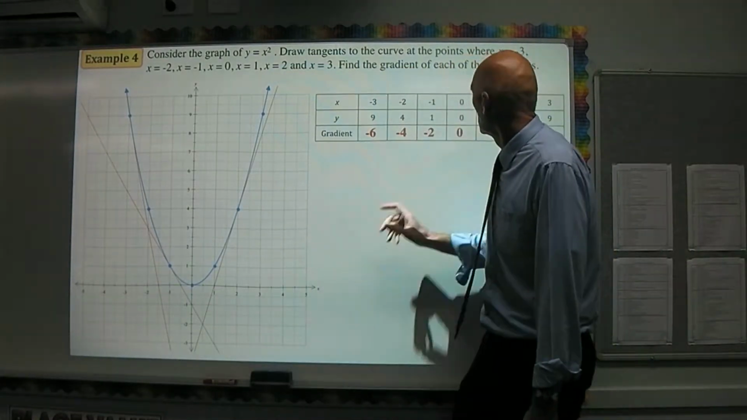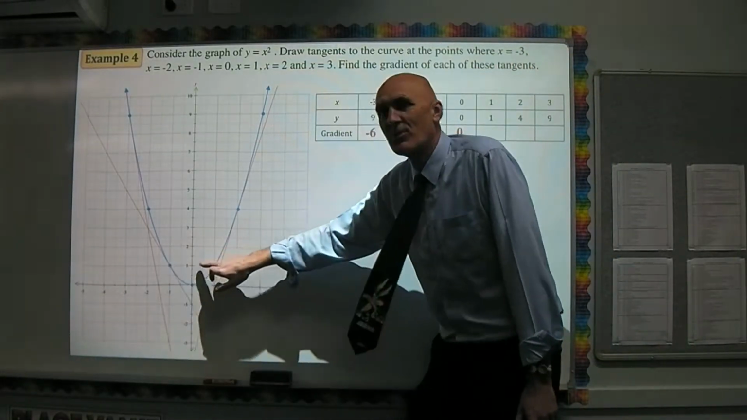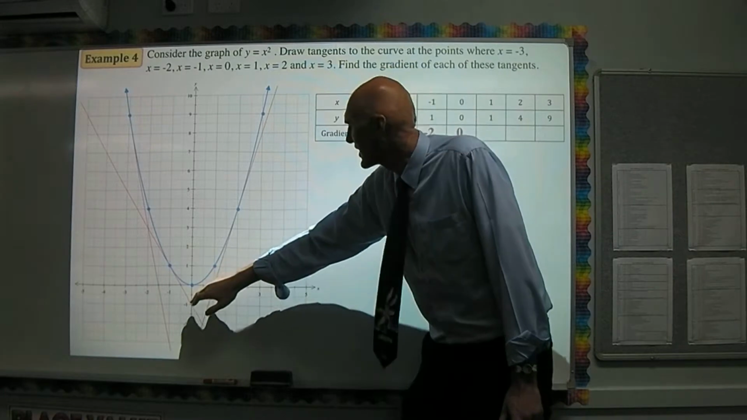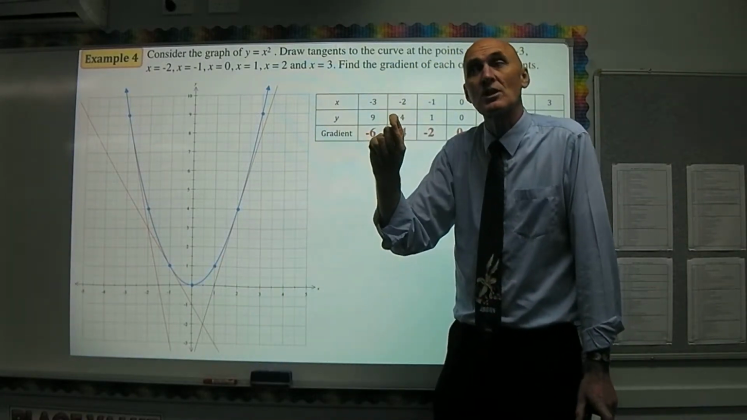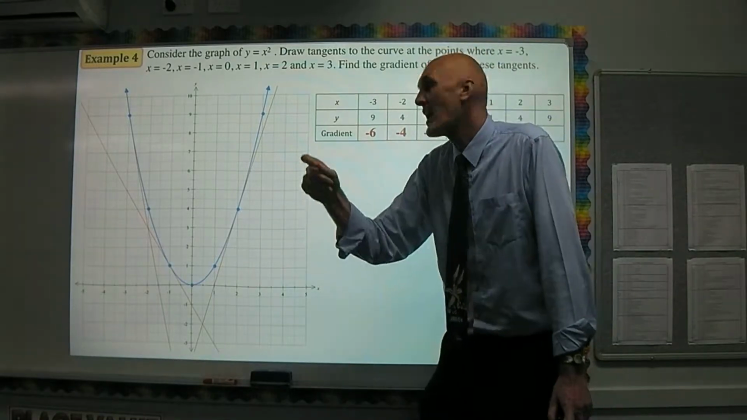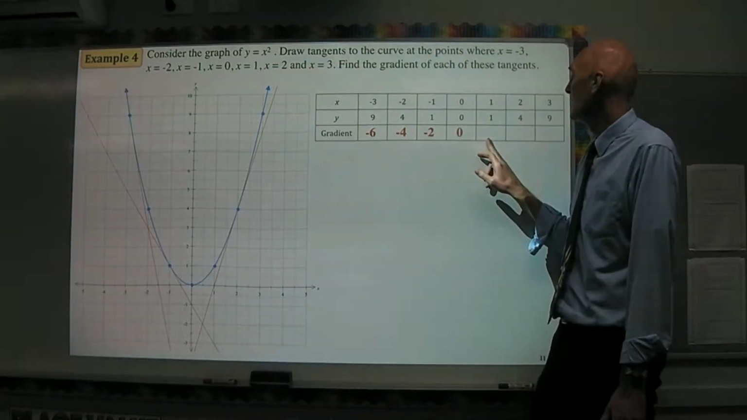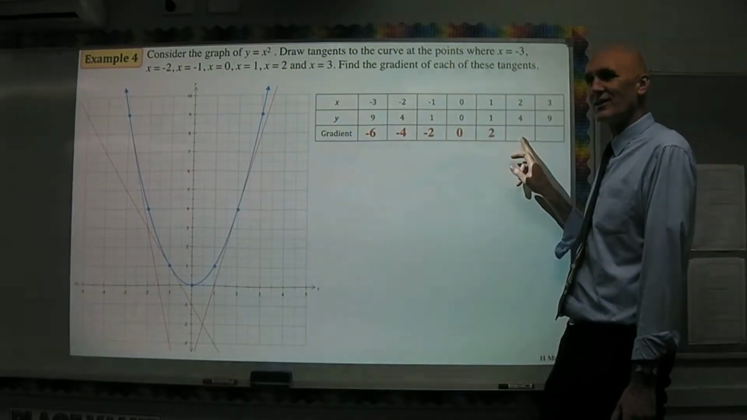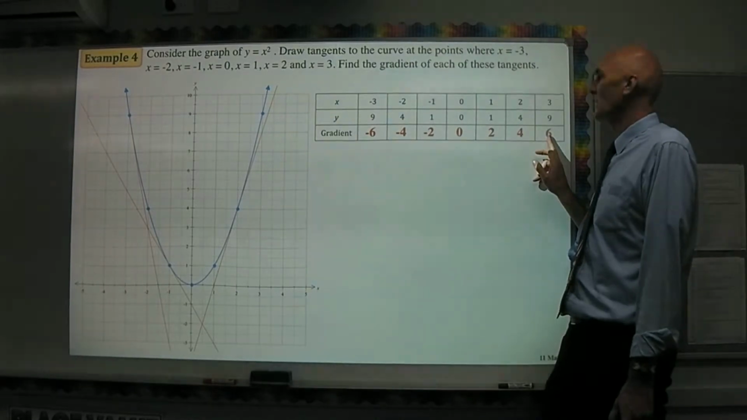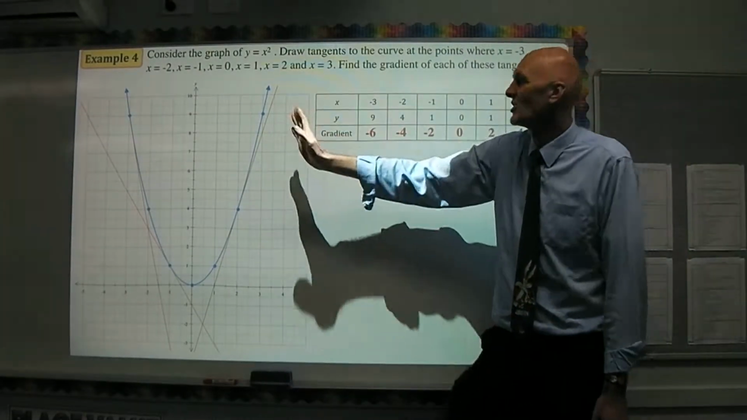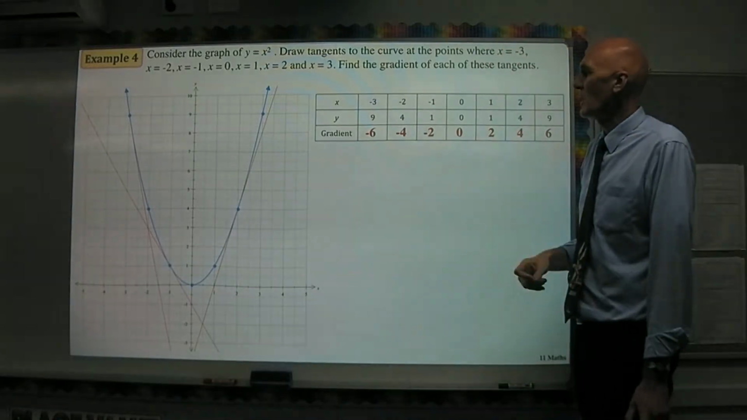If I go to 1, 1, see how it's a mirror image of that point there? When you actually calculate the gradient, it's going to be exactly the same steepness rating, except instead of going downhill, it's going uphill, which means instead of having a gradient of minus 2, I'll end up with a gradient of plus 2. What do you think the gradient of that one would be? Plus 4, and this one here? Plus 6, because they'll mirror each other, because it's a symmetrical graph. So there's our values for our gradients.